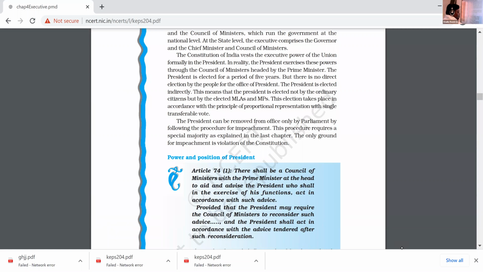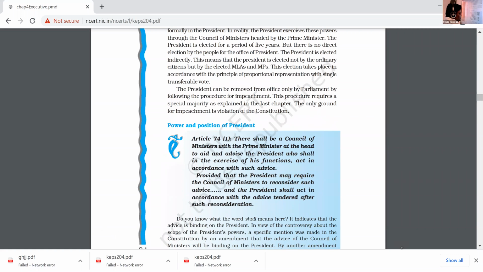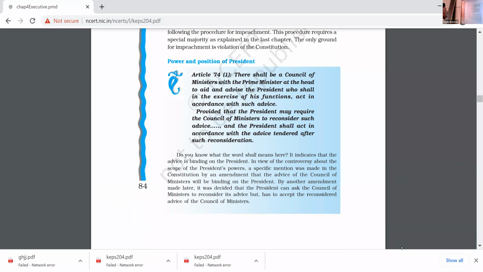Okay, so moving forward. Next one, power and position of the president. That's the next topic for you people. Here, Article 74(1) in the Constitution: there shall be a council of ministers with the Prime Minister at the head to aid and advise the President, who shall in the exercise of his functions act in accordance with such advice.